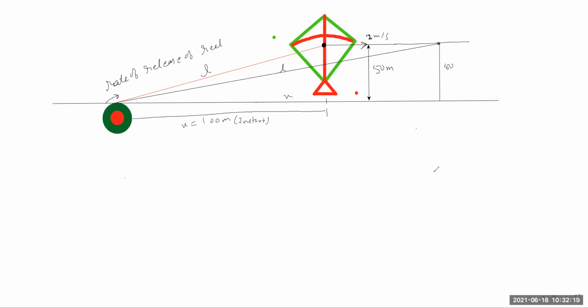The question is, the kite is moving horizontally with a rate of 2 meter per second. So the horizontal displacement of the kite is changing at 2 meter per second. The question is, at what rate is the reel released? Okay, so the kite will only move when you release the reel, right? If you have flown a kite, you must be doing this.